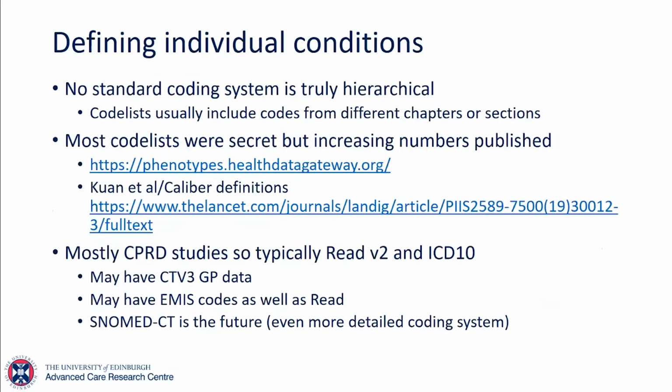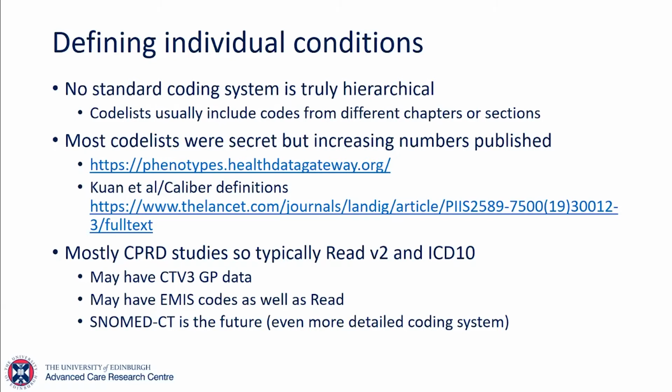Okay, so let's say you've now chosen which conditions you want to include. Now you have to define them. And as we all know, the problem is that all the coding systems are a complete mess because they're not hierarchical. And they're not hierarchical for the very good reason that disease is really, really complicated. And so we all end up using a code list, and the code list typically draws codes from different chapters or sections of the coding hierarchy. And historically, of course, everyone kept all these code lists highly secret because they took so long to make that you didn't want others to benefit from the work you'd done, and you wanted to be able to reproduce them yourself. But in the modern world, these are increasingly published, and probably the single place to go, and indeed the place that you should be submitting your code list, is the HDR UK phenotype gateway.